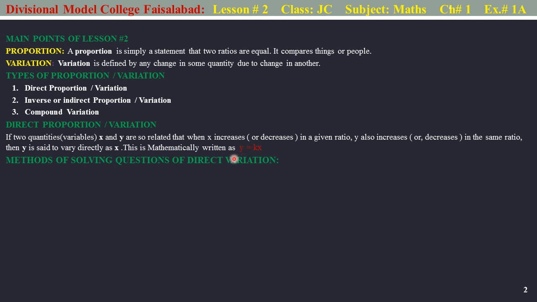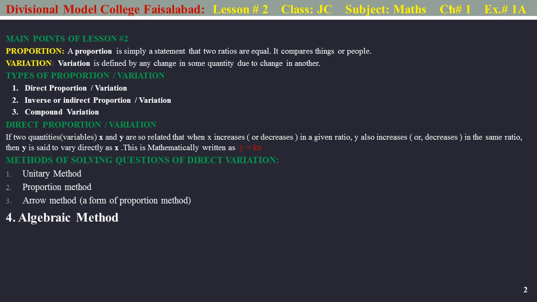Then we discussed methods of solving direct variation: unity method, proportion method, arrow method, which is a form of proportion method. These methods you have studied in 5th, 6th and 7th classes. In this class we will study the 4th method, which is the algebraic method. In the algebraic method we write the statement of the question in algebraic or mathematical form and then we proceed further.